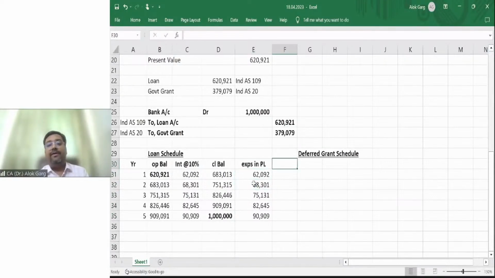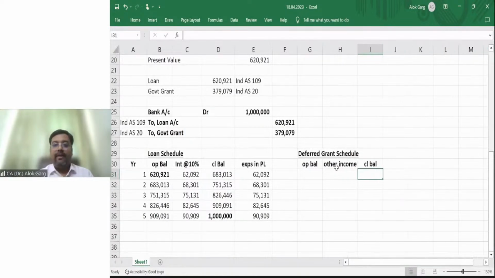Now coming to the deferred grant. Opening balance, right? Other income, amortization, and your closing balance. What is the opening balance of the grant? 379,079. It has to be amortized on a straight line basis, divided by 5, right?